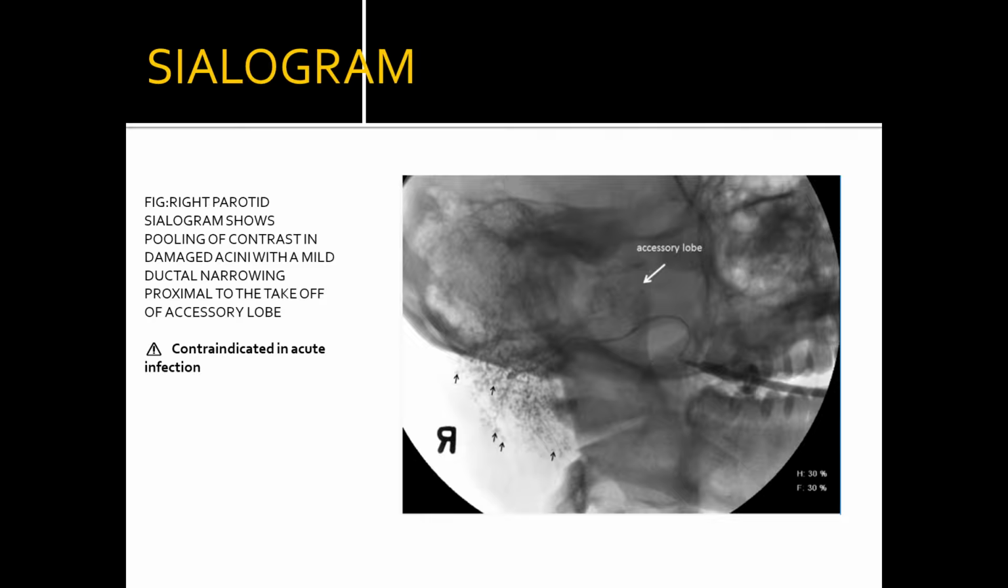Okay, now you can see in this image, this is a right parotid sialogram, and you can see that there is pooling of contrast in the damaged acini with a mild ductal narrowing proximal to the takeoff of the accessory lobe. Now, the problem with this investigation is it is invasive and it cannot be done in acute infection. So now this is largely being replaced by non-invasive techniques like MR sialography.